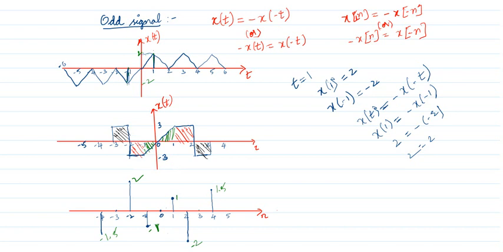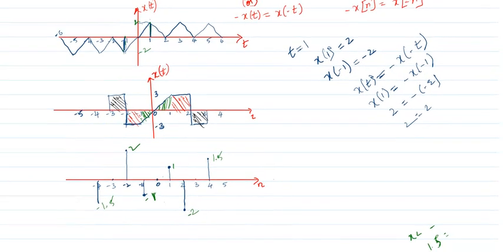For a discrete time case, observe here, at 1 it is 1, at minus 1 it is minus 1. At 2 it is minus 2, at minus 2 it is plus 2. You can see the relation, it is inverted. At 4 it is 1.5, at minus 4 it is minus 1.5. We can see this sort of signals are called odd signals.